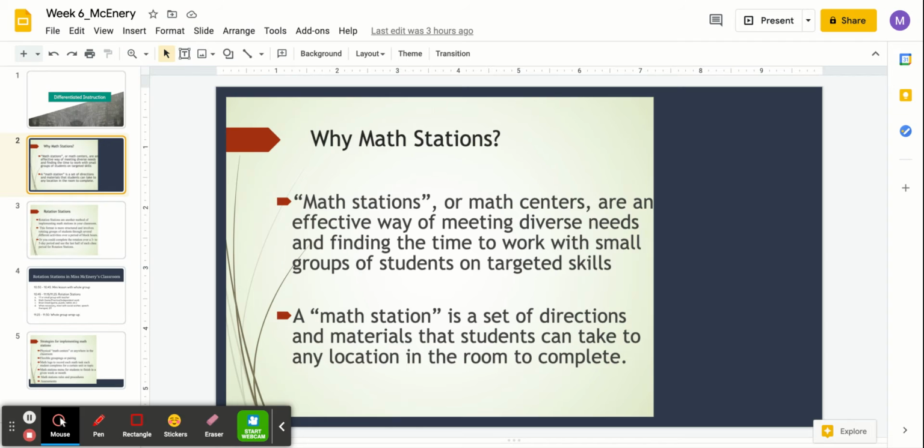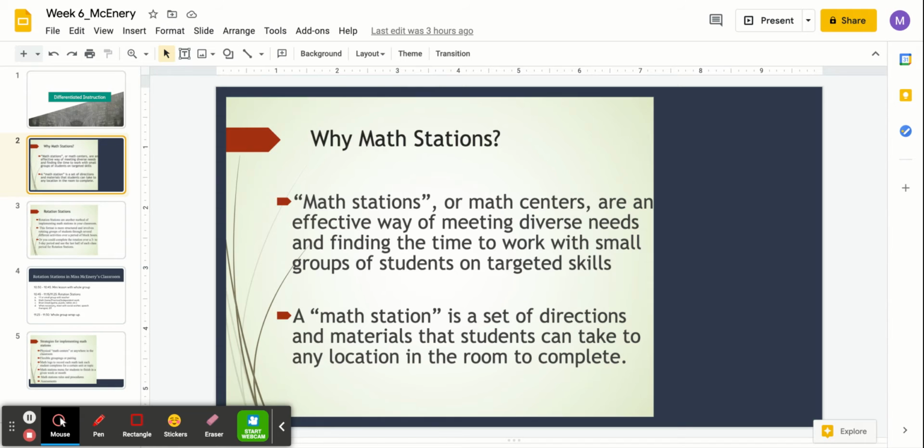So it's really nice. I can target their skills. I can work with them on their individual needs. Each of my groups are diverse and differentiated between each group. So no group has the same supports, which I think is important as well.